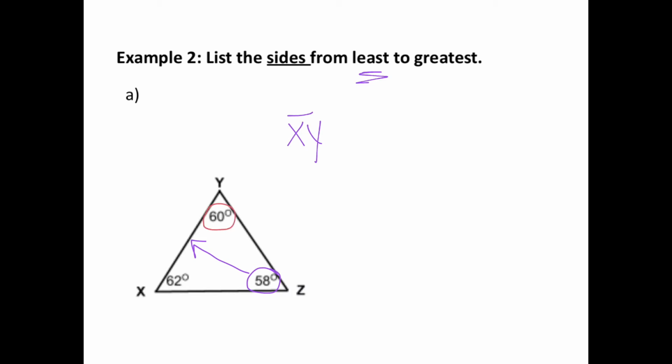Next largest angle would be the 60 degrees. And so that is going to go with the XZ side. And then last, the 62 degrees is giving the largest side, which is YZ. Now, it looks like in this particular triangle that we have an equilateral triangle and equiangular one, but you can't trust the picture. You have to go based on the information that is given.